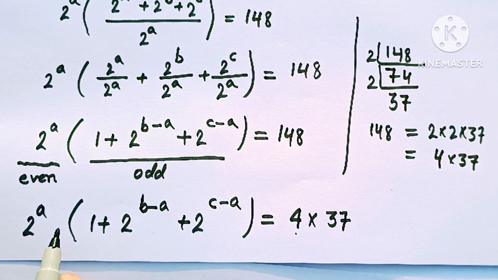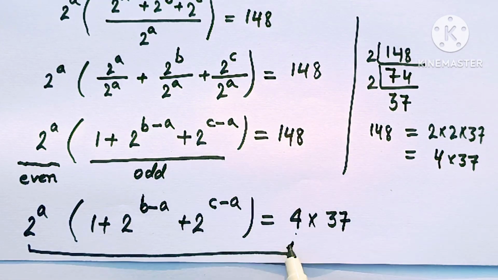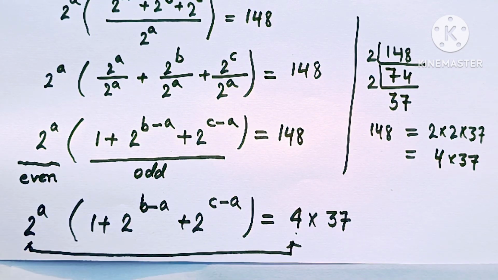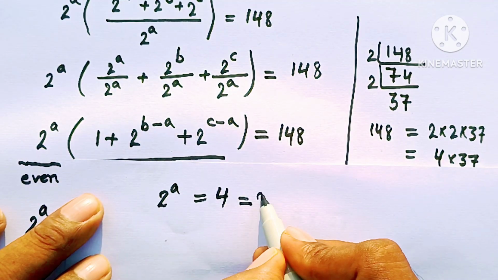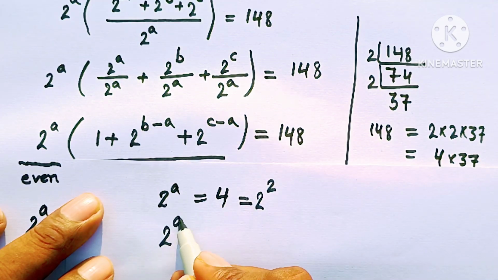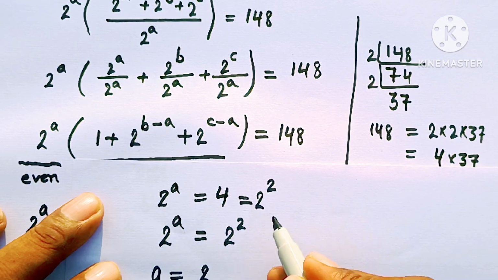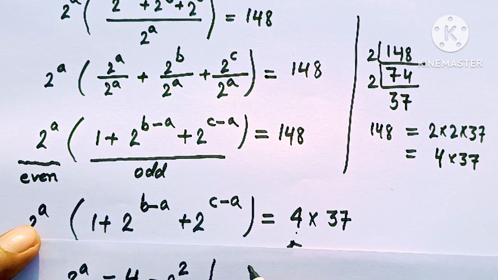Now you are seeing that this is even and this is odd. So I can equate: 2 to the power a is even and 4 is also even. So I can say that this will be equal to this, and this whole term will be equal to 37. So 2 to the power a should be equal to 4. I can write 4 as 2 to the power 2. So after equating 2 to the power a with 2 to the power 2, we will be having a equal to 2. So this is the first result I got.